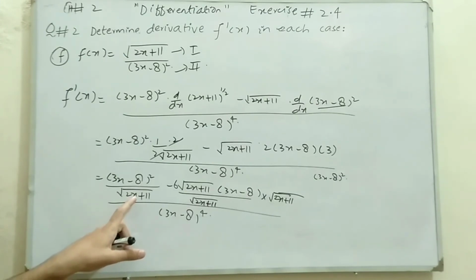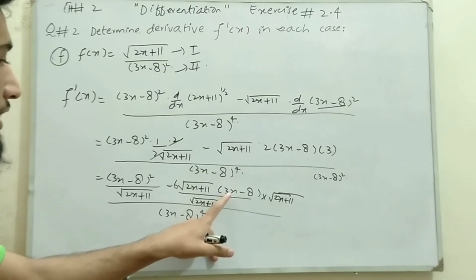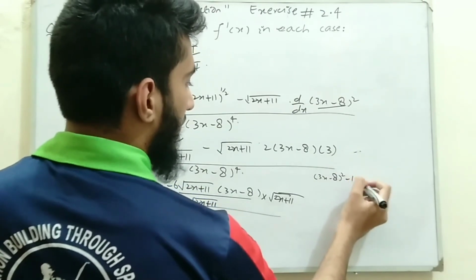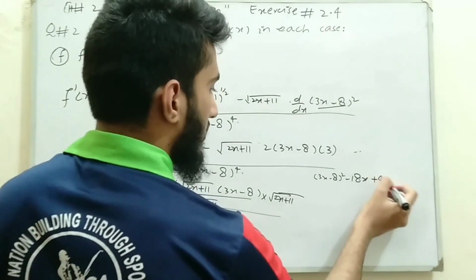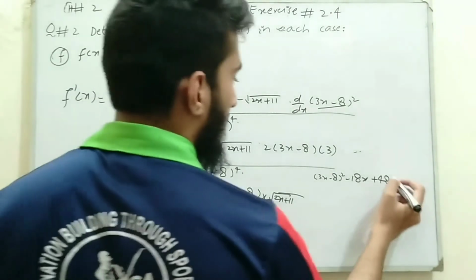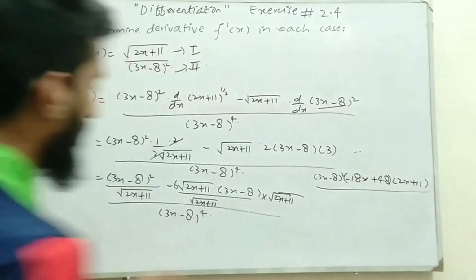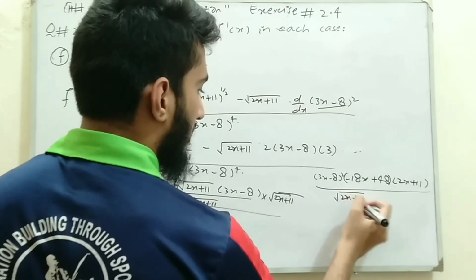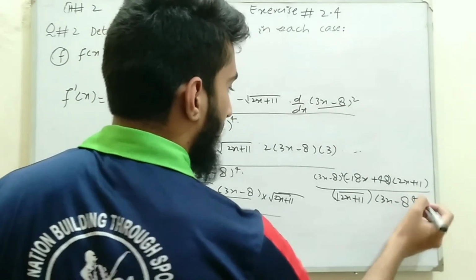If I take LCM 2x plus 11 under the root, it becomes minus 6 multiplied by 3x, which gives us a value minus 18x, minus 18x, and plus 48, minus 16x plus 48, and this will multiply 2x plus 11 over here. And whole divided by 2x plus 11 under the root will come to the denominator. Multiply this function, which is (3x minus 8) whole raised to the power 4.